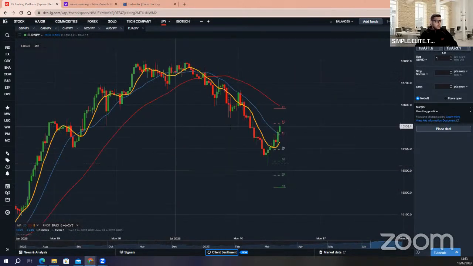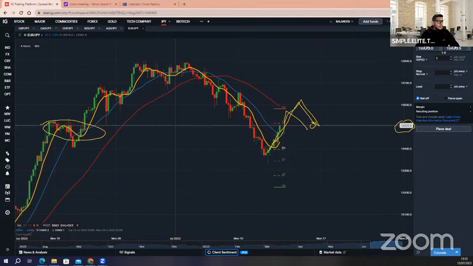So euro yen, as you can see, is trying to change trend. I'd like to see it here and then retest this, the same price as at the moment, but I like to see a break and retest. Okay, so that's the view of the market for this week. I'm going to stop sharing the screen.